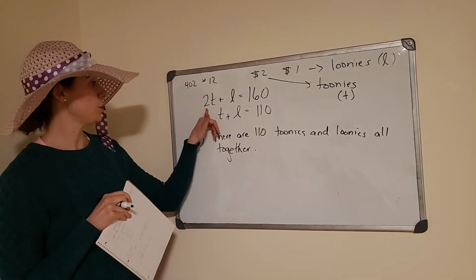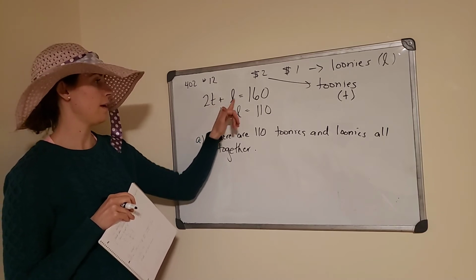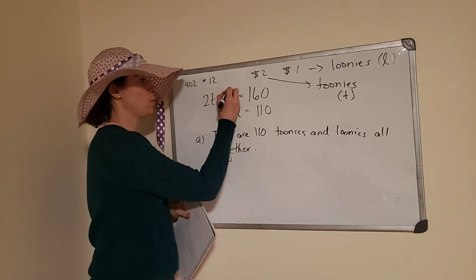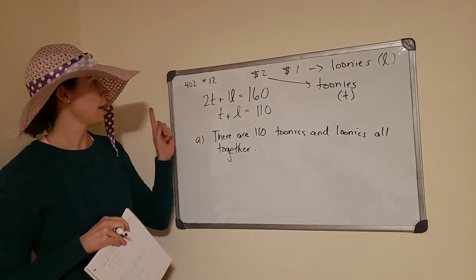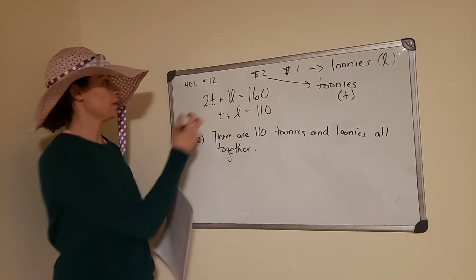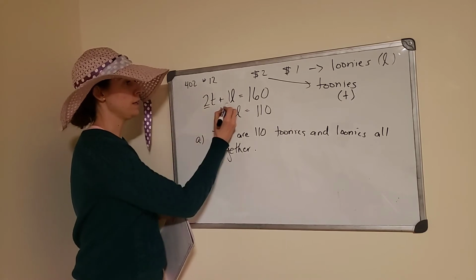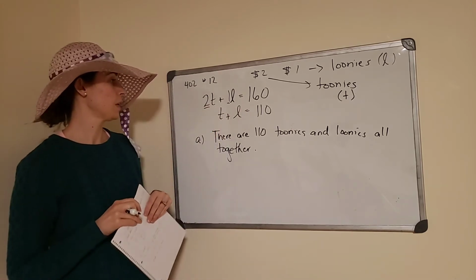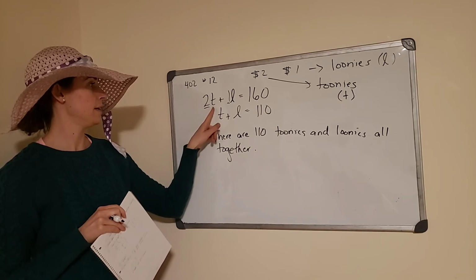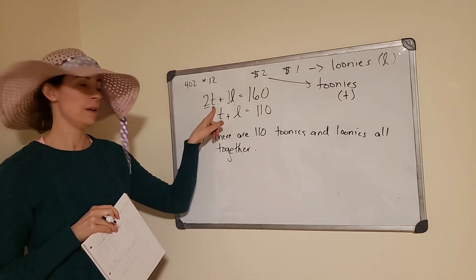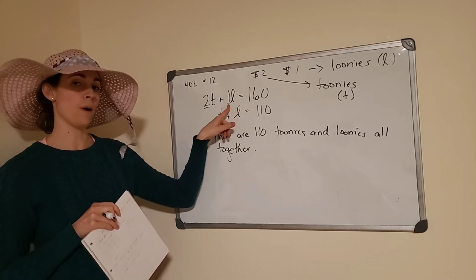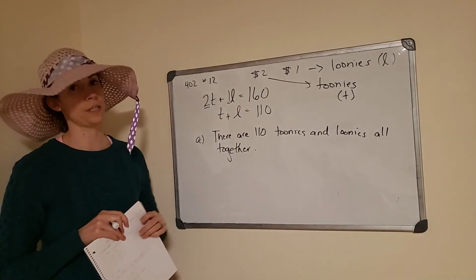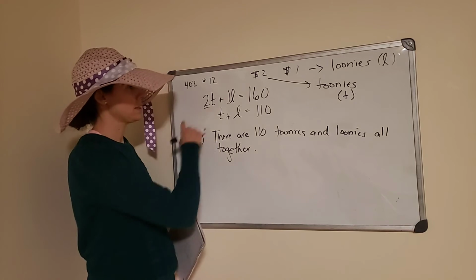It says 2t plus L equals 160. There could also be a 1 here, and it wouldn't change things, right? 1 times anything is itself. We know that a toonie is worth $2. We know that a loonie is worth $1. So this one is telling us that the number of toonies multiplied by $2 plus the number of loonies multiplied by $1 would give you $160. So something like that, okay?